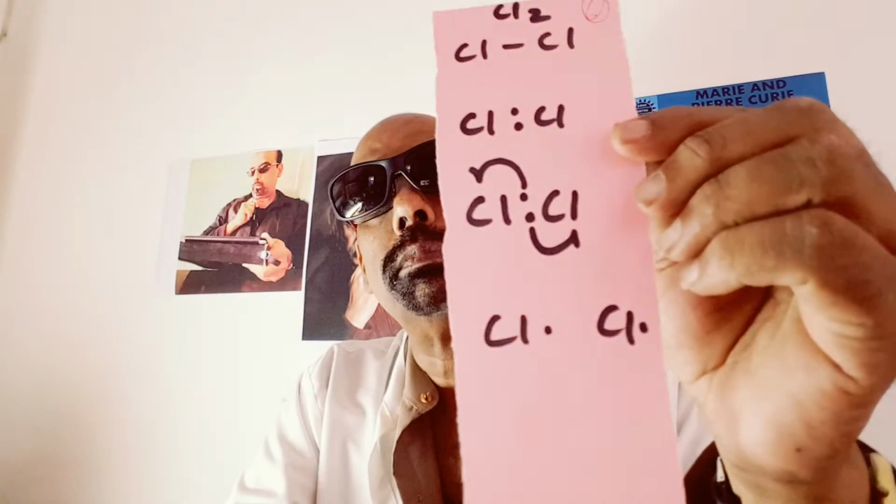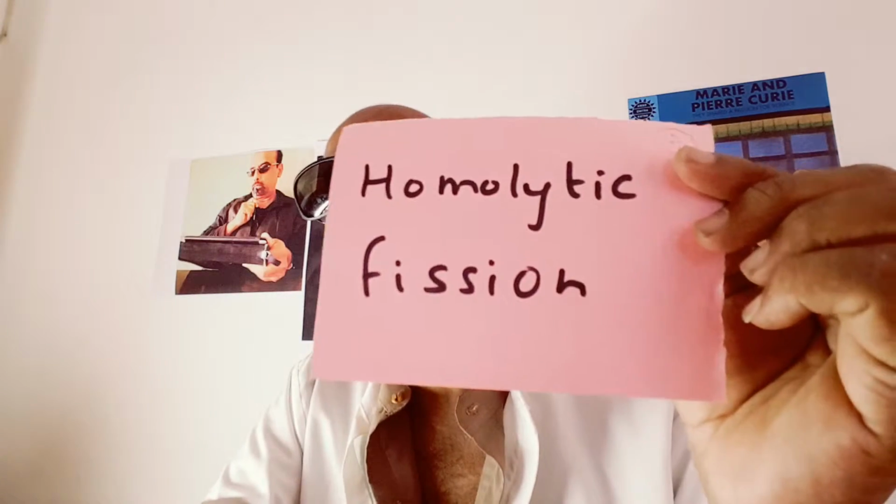Each chlorine atom takes 1 of the 2 bonding electrons and forms 2 chlorine radicals. This symmetrical breaking of the covalent bond is known as homolytic fission, or homolytic cleavage.